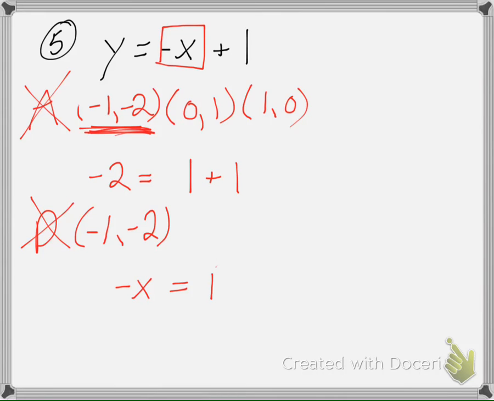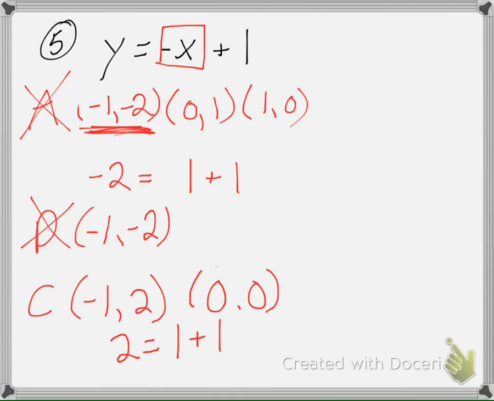So now let's move on to one of the other choices. So let's say we look at C. So here I have negative 1, 2. So plugging in to my equation, I have y equals, so what's y here? 2 equals negative x, and x is negative 1, so it'll be 1 plus 1. So does that one work? Yes. So the first value of C is correct. So now we check the next value in C.